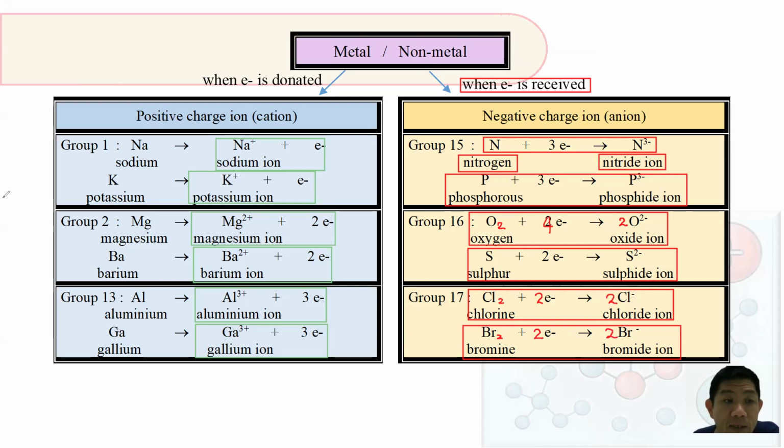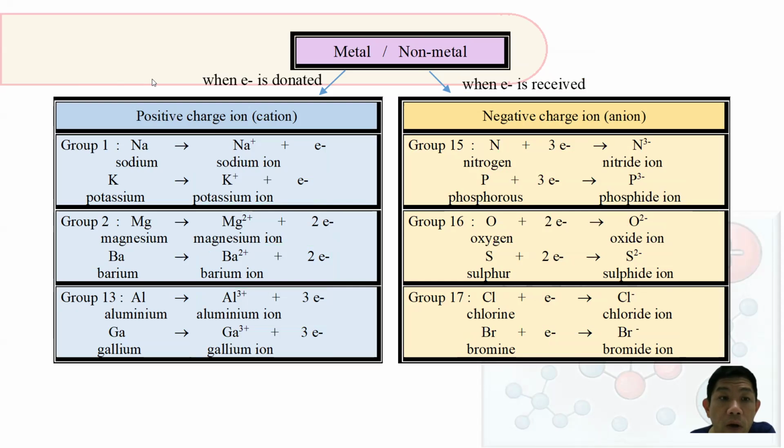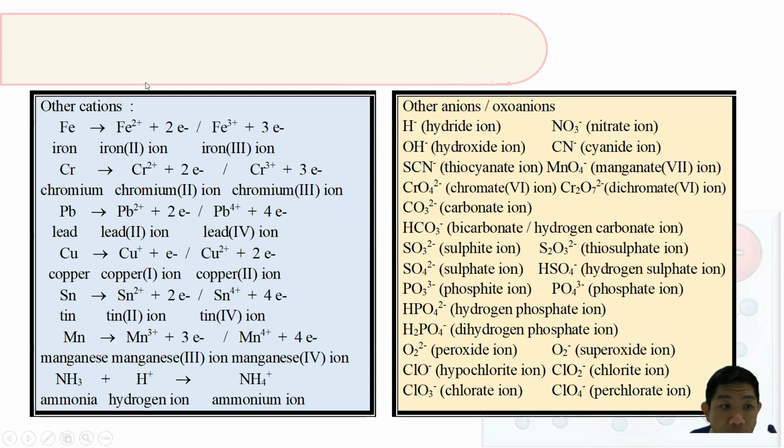There are also some other examples of the elements and compounds that can form ions, and here is a list of the compounds which form different types of ions. As STPM students, you are really required to understand some of these ions and their formulas. So, for example, we have iron. Iron can exist as iron 2 and iron 3.